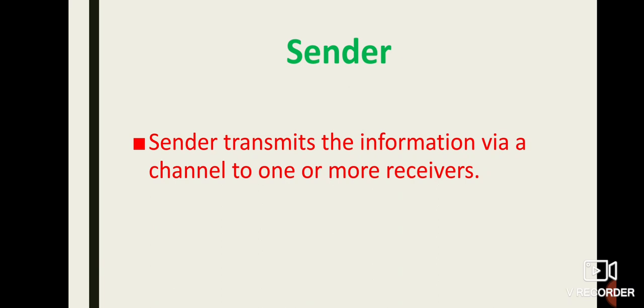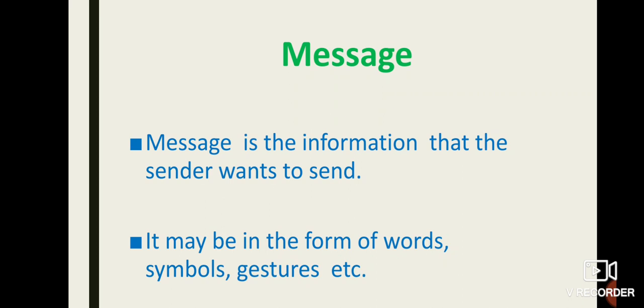Our next step is the message. The message is equally important as the source. The message is the information that the sender wants to send. In actuality, it is an idea, sometimes data or a statement issued by the sender. It may be in the form of words, symbols, gestures, etc. Nowadays, it may be electronic signals or icons on our computer.